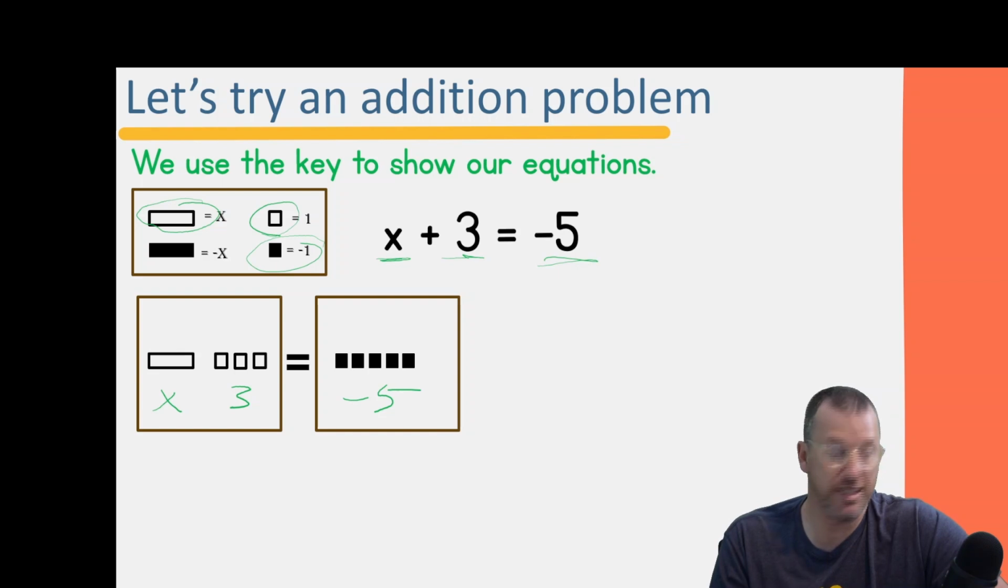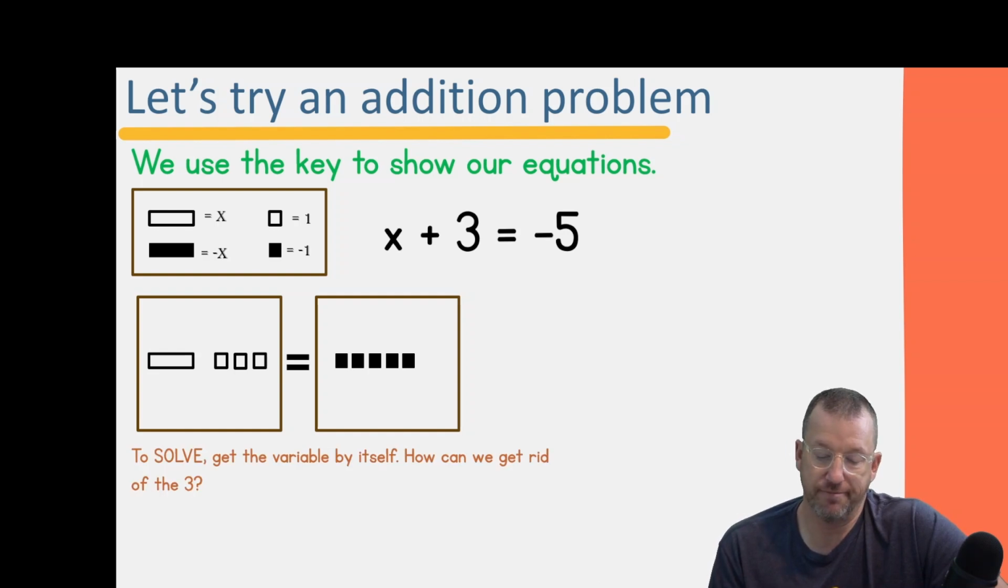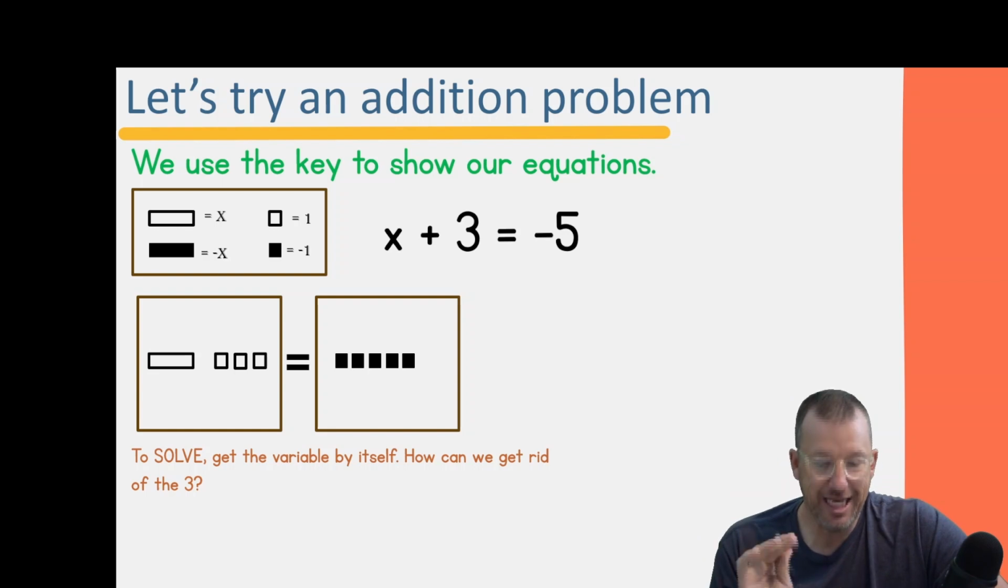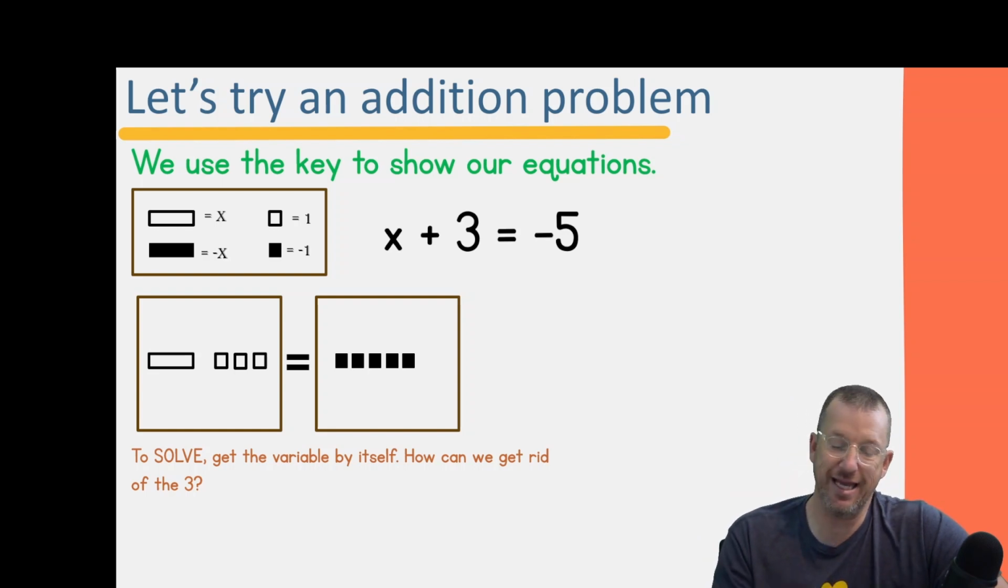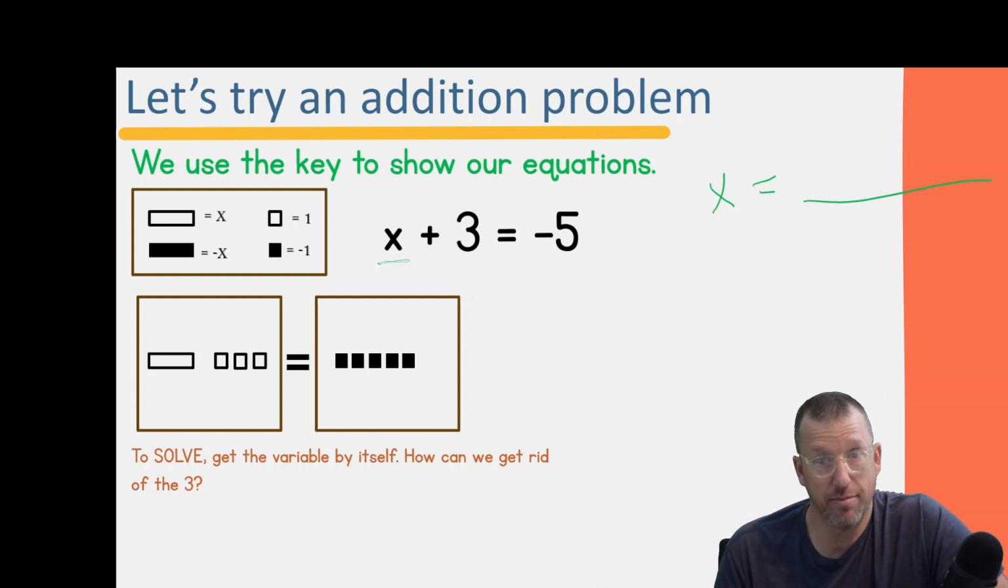Now, that's easy to model, right? Just write that in and model it, shade it in, draw that picture on your assignment. Now we need to solve it. So to solve any equation, listen to me, listen. Any equation, the goal at the end of it is to get the variable by itself. In other words, when I'm done with this, I want to be able to say x equals something. So I need to get everything away from the x. In other words, isolate him, put him by himself.